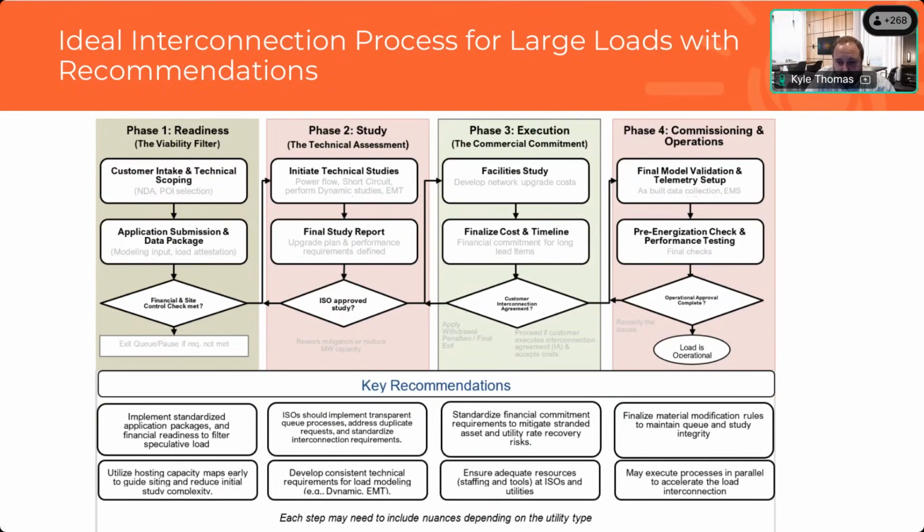Things like the material modification rules, the withdrawal penalties and exit penalties at various stages, the application package, the modeling requirements, the technical performance requirements, the dedicated milestones, and then of course the close coordination and arrangements with the ISO RTOs from the transmission planning impacts and the generation resource impacts as well.